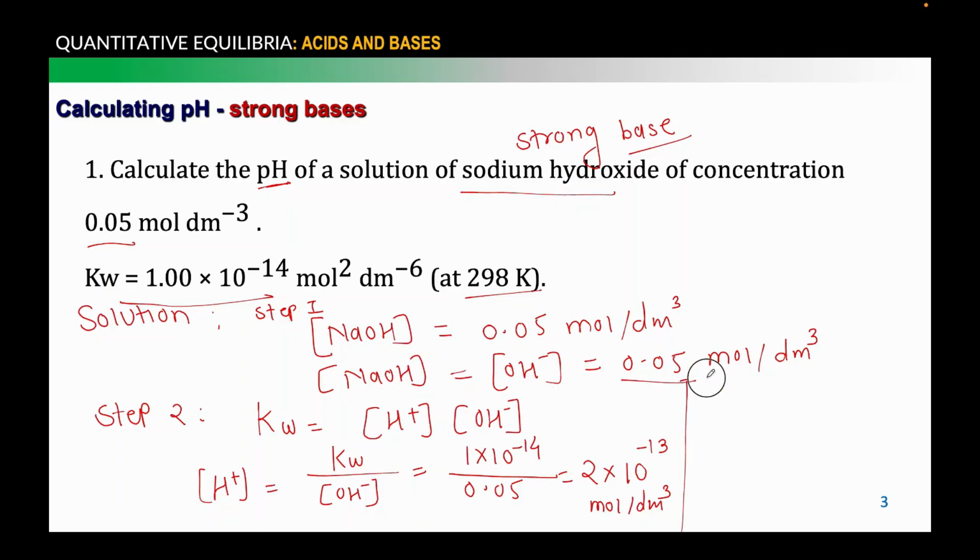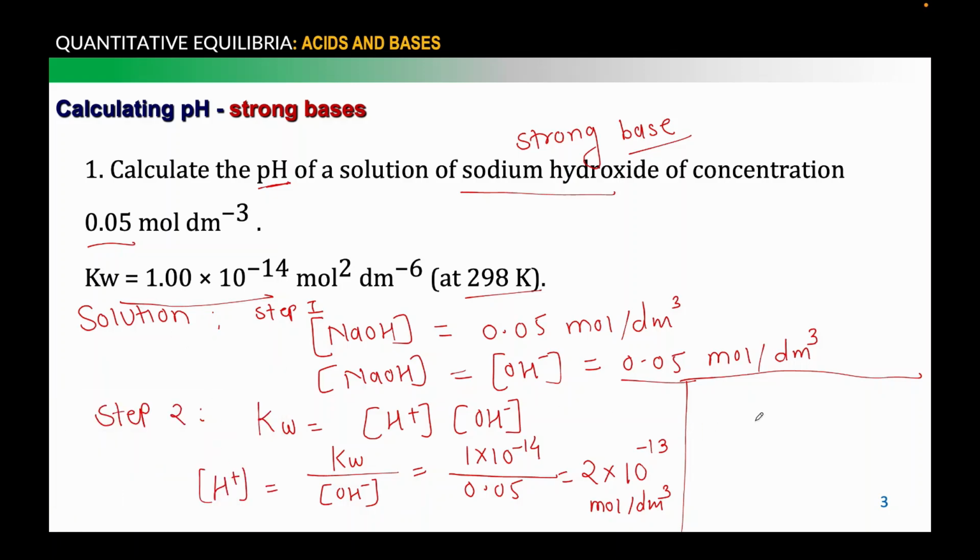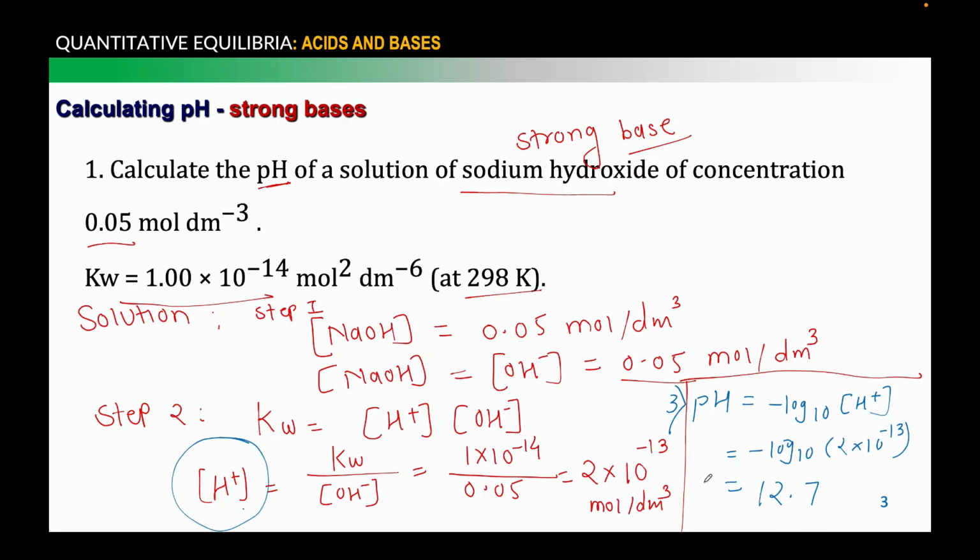Now next, calculate pH directly. Your step 3 will be calculate pH. pH is equal to negative log 10 concentration of H plus. Now from the previous equation you already calculated concentration of H plus. So put this value, 2 into 10 to the power minus 13, you will get your pH. Calculate, students. My value is 10.7. You can recheck. Pause this video and note down steps.